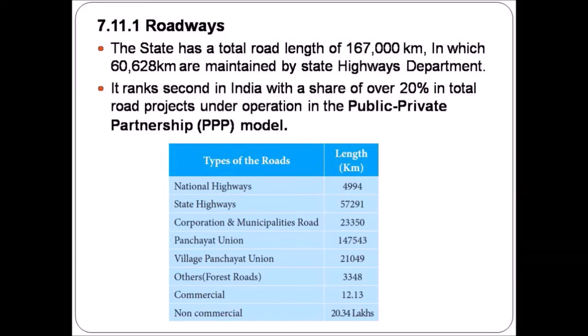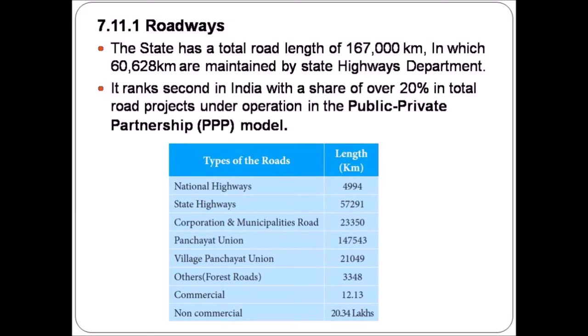As we have seen earlier, for the purpose of construction and maintenance, the roads are divided into major categories such as national highways, state highways, district roads, and rural roads. As given in the table, the length of national highways in Tamil Nadu is about 4,994 km. And these national highways are maintained by the central government. The length of state highways in Tamil Nadu is 57,291 km, and these state highways are maintained by the state government.